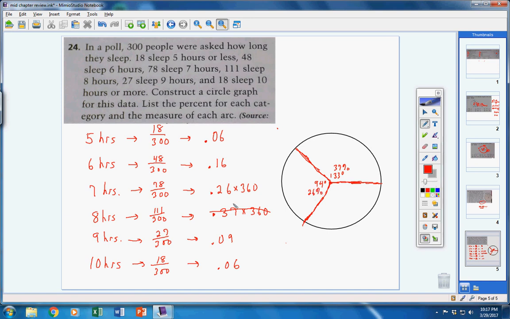Alright. Okay. Next biggest one would be 16. So I'm going to take 0.16 times 360. And that would give me 57.6. So I'm going to put 58 degrees. 58 degrees. Alright. So here we go again.